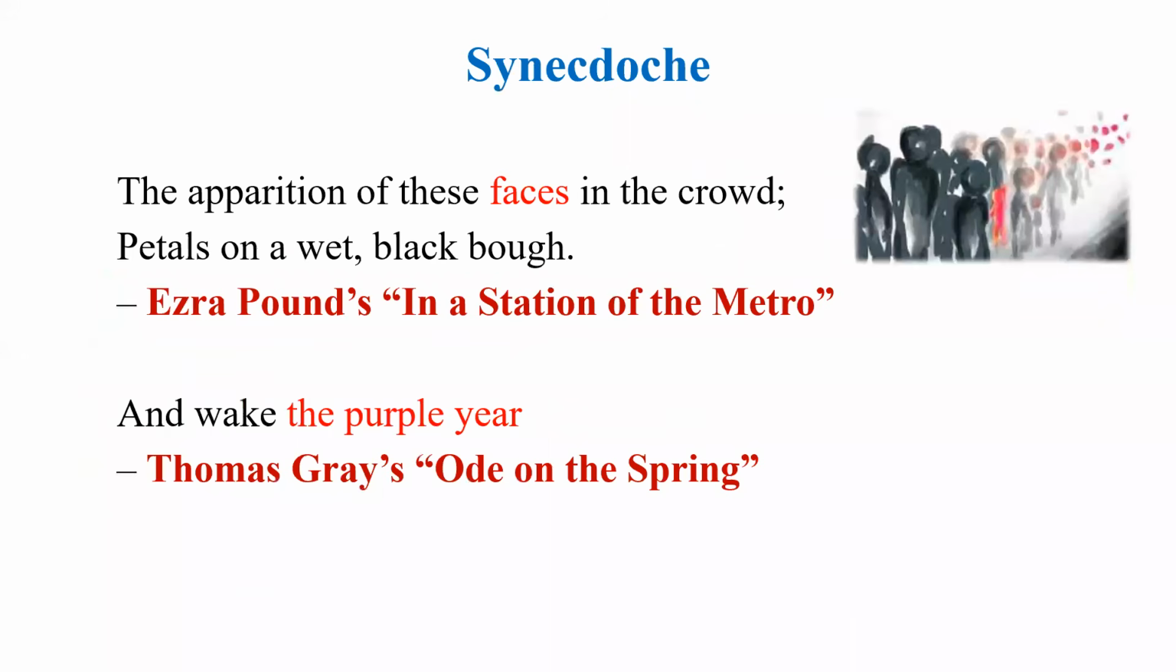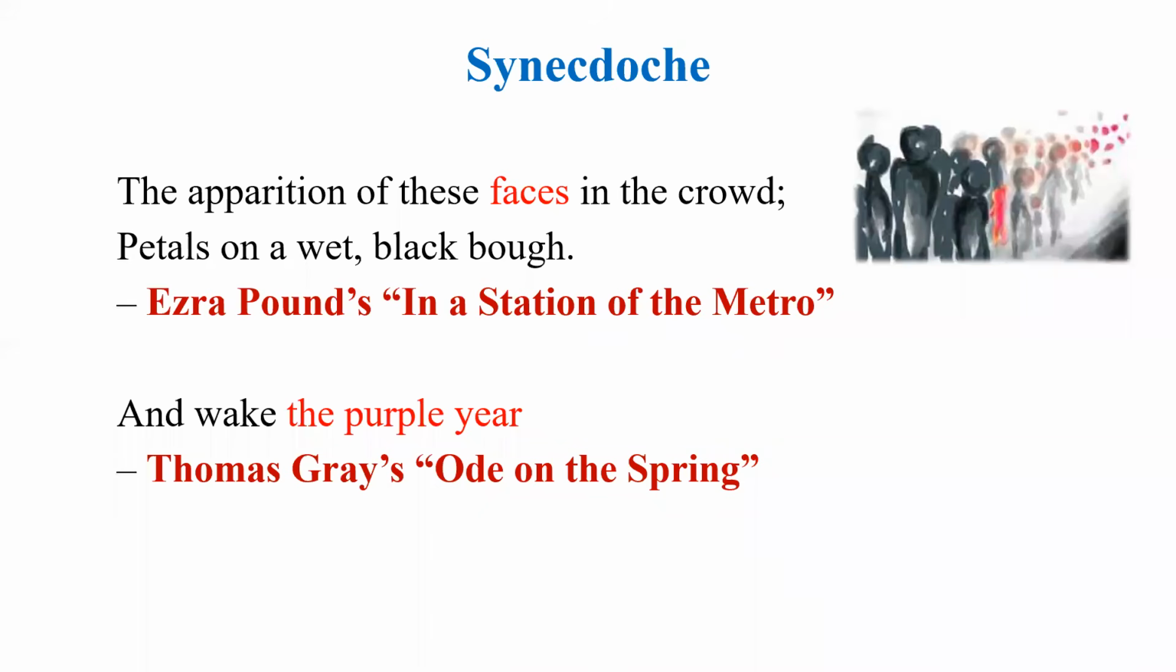Next, we go for its companion. Whenever we think of metonymy, we should also think of synecdoche. So what is synecdoche? As you all know, substituting part for the whole or whole for the part. So here is a famous poem by Ezra Pound, In a Station of the Metro. And Ezra Pound is associated with which literary movement? Imagism. Yes, imagism.